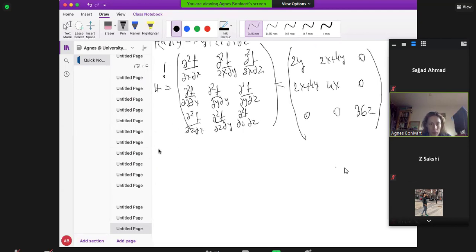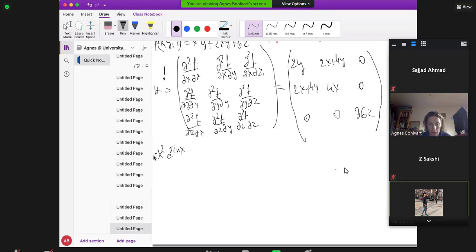Exercise 3: we have x squared times e to the sine x. We need to differentiate this function, so we have to calculate u and v. Take first x squared, that means 2x. What kind of function is this? Multiplication, very good. U into v.